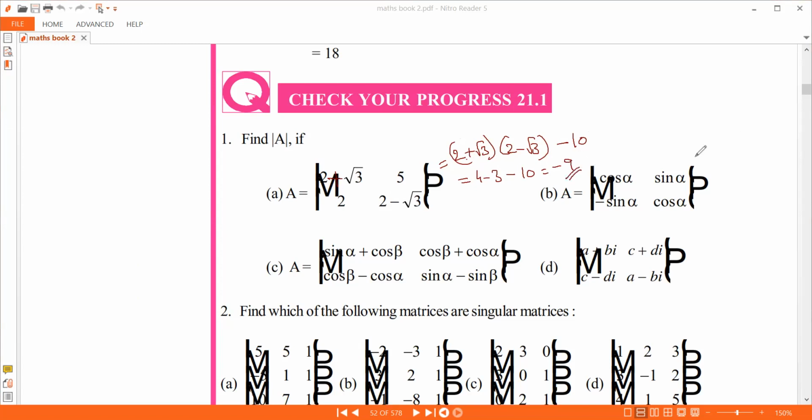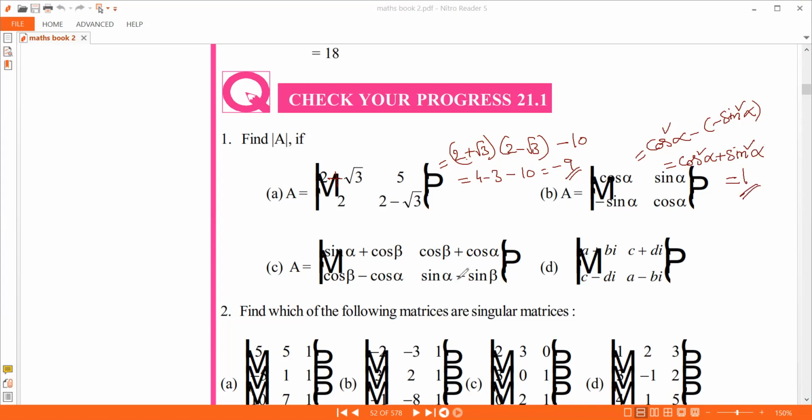Hence the answer. Now, cos alpha into cos alpha, that is cos square alpha. Now, sin alpha into minus sin alpha, that is minus sin square alpha. Minus of minus sin square alpha is what you have. But you know very well that it's cos square alpha plus sine square alpha, which is anyway equal to 1. So that's what you have.